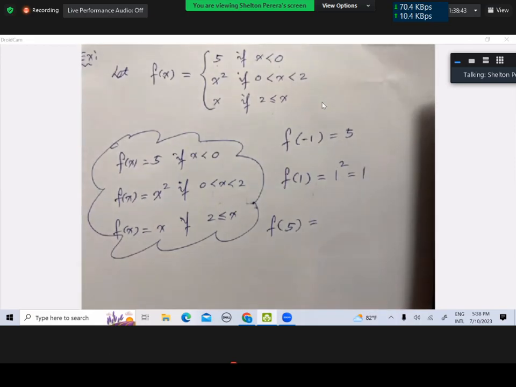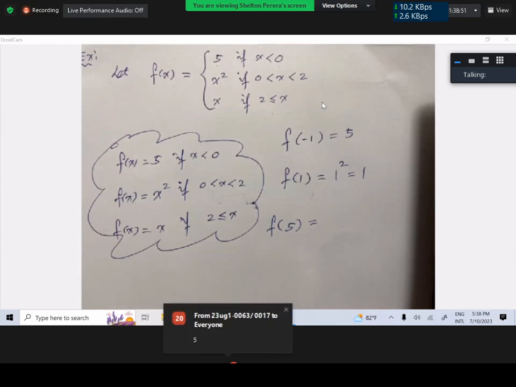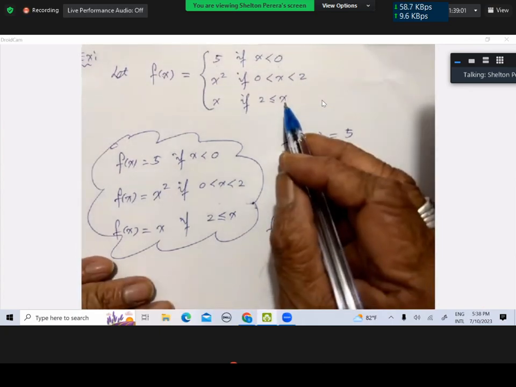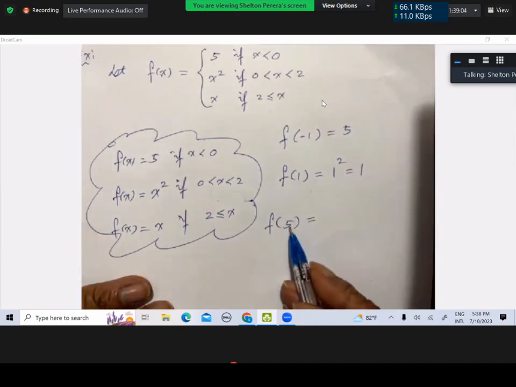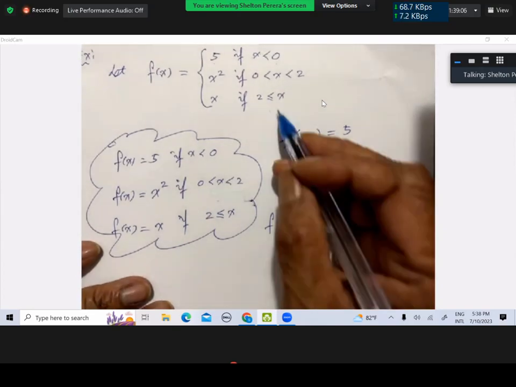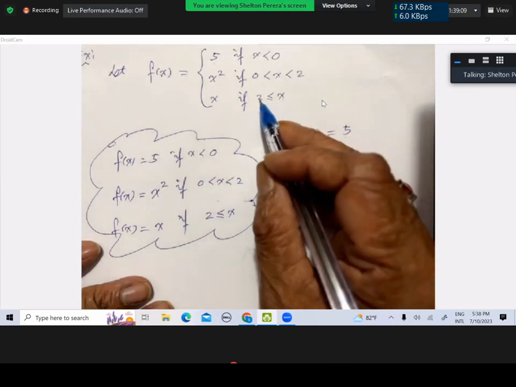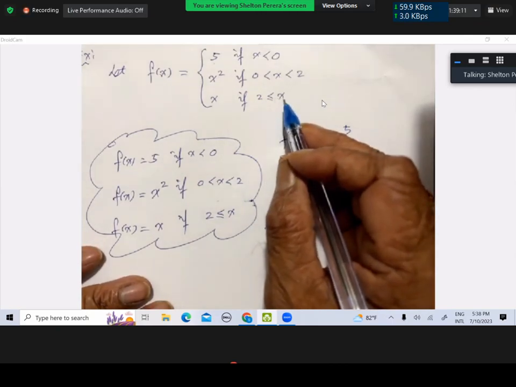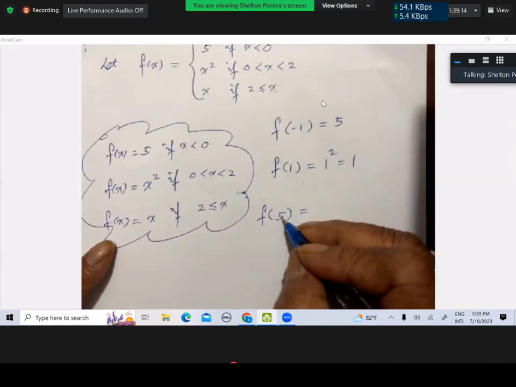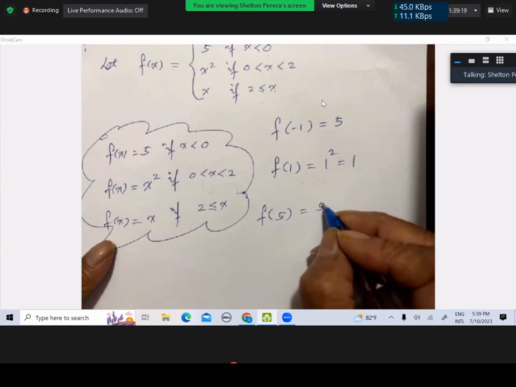What is f of 5? Very good. 5 is input. Input is bigger than or equal to 2. So you have to use this rule. F of x equals x. Your x is bigger than or equal to 2. No? 5 is bigger than or equal to 2. So this is going to be 5.